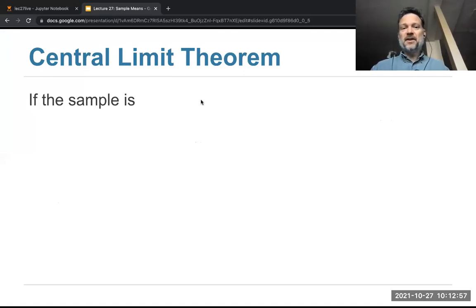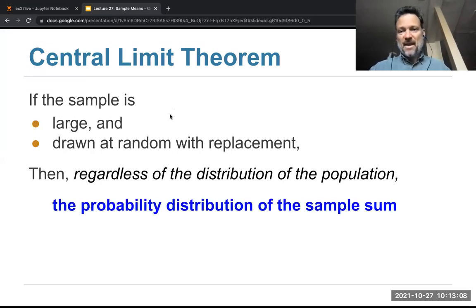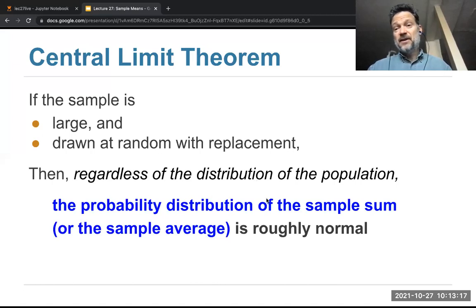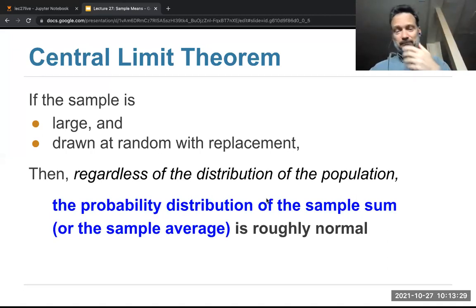Okay, so here's what the central limit theorem says. It says, if you have a sample that is large and drawn at random with replacement, then the probability distribution of the sample mean is roughly normal. It has a bell shape. So by sample mean, I mean you take a random sample and take the average of the things in the sample, and that's called the sample mean.